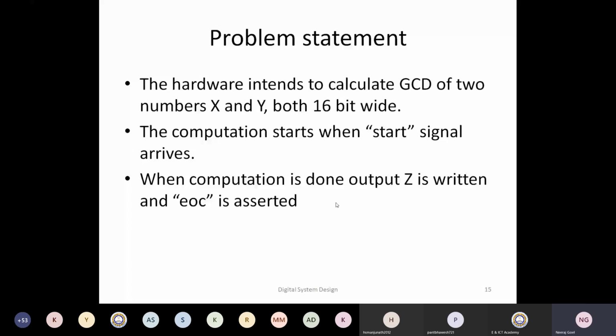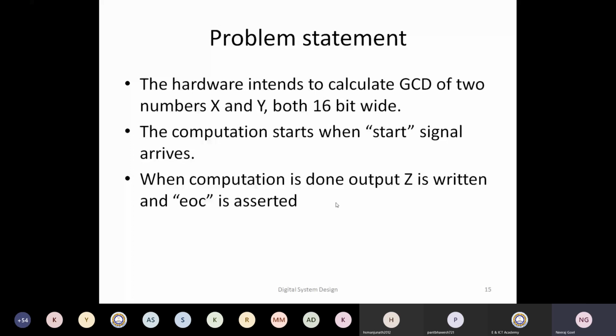We'll see. The problem definition says that there are two numbers x and y, both 16-bit wide, and a computation will start whenever the start signal arrives and is asserted high. Then the computation will go on till your output Z is written, and there is another signal EOC, end of computation. EOC is asserted.